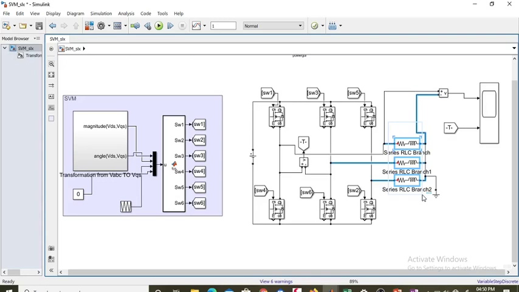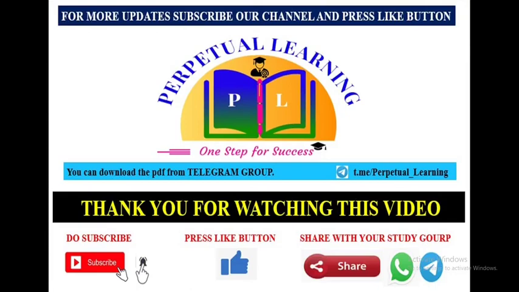If you are working on a drive case, then obviously this load should be changed to an induction motor.